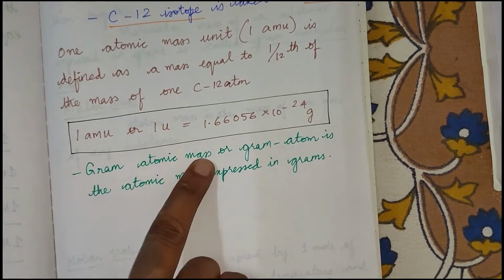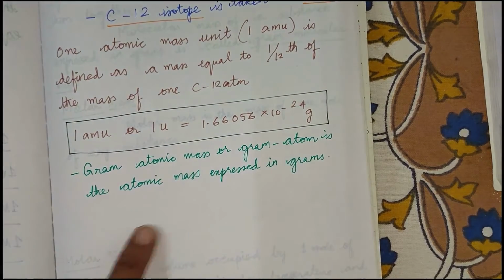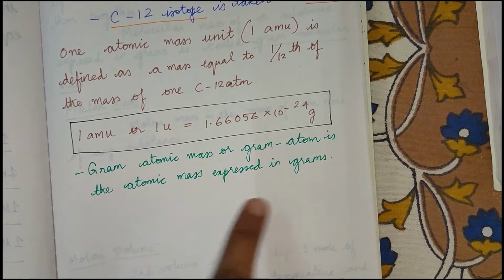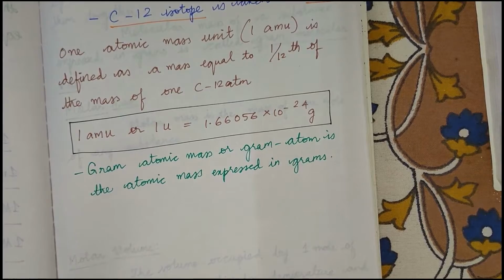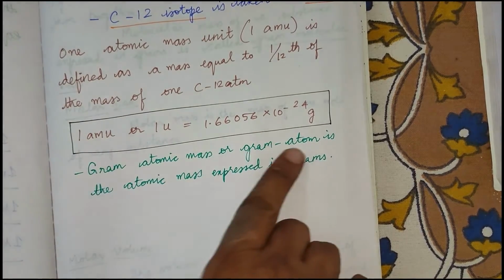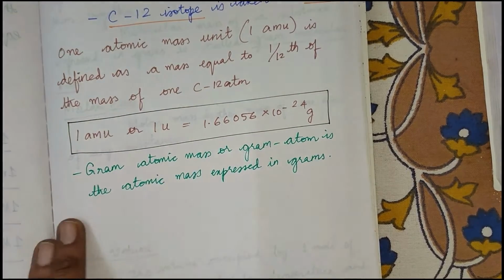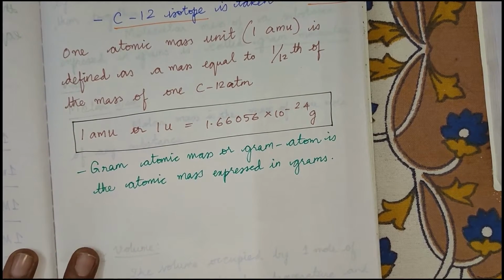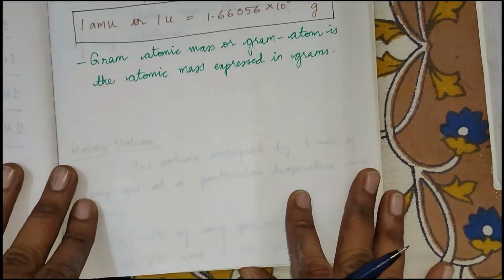So next one is gram atomic mass or gram atom. It is the mass of atom expressed in grams, right? Gram atomic mass or gram atom is the atomic mass expressed in grams. Now let us know the atomic masses of some important elements.